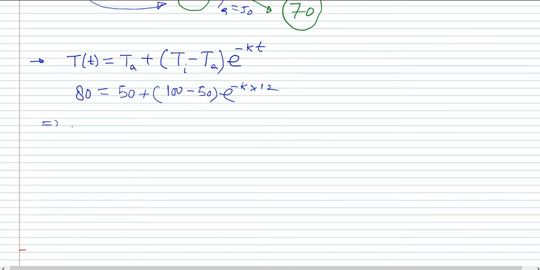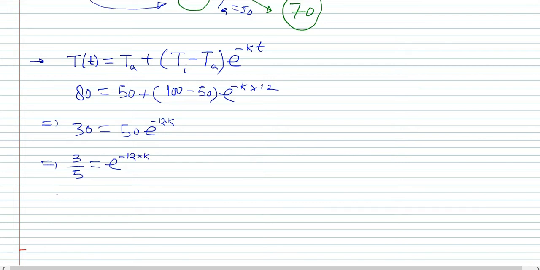Let's simplify it further. Now 80 minus 50 is 30, which is equal to (100 minus 50) times e to the power minus 12k. Now let's take 50 to the left, and we get 30 divided by 50. So the 0s cancel, and we get 3 by 5. 3 by 5 is equal to e to the power minus 12 multiplied by k.